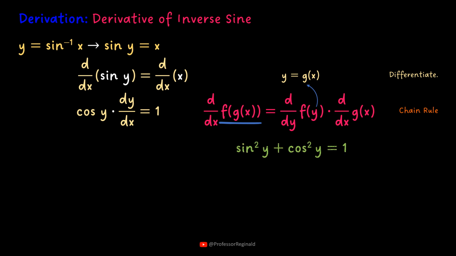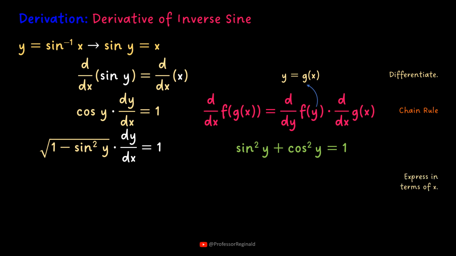Use a Pythagorean identity to express cosine of y in terms of sine of y. Afterwards, express the equation in terms of x. Substitute x equals the sine of y. Divide both sides of the equation by the square root of quantity 1 minus x squared.